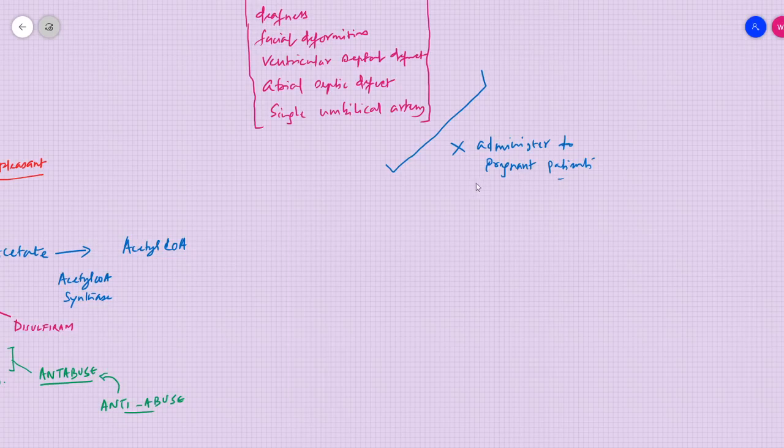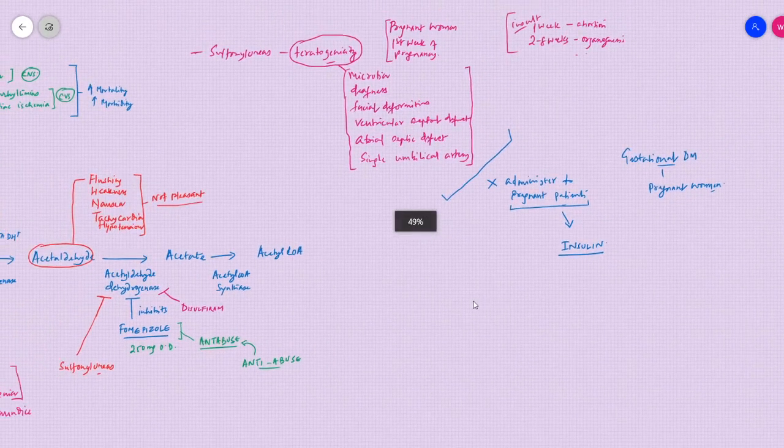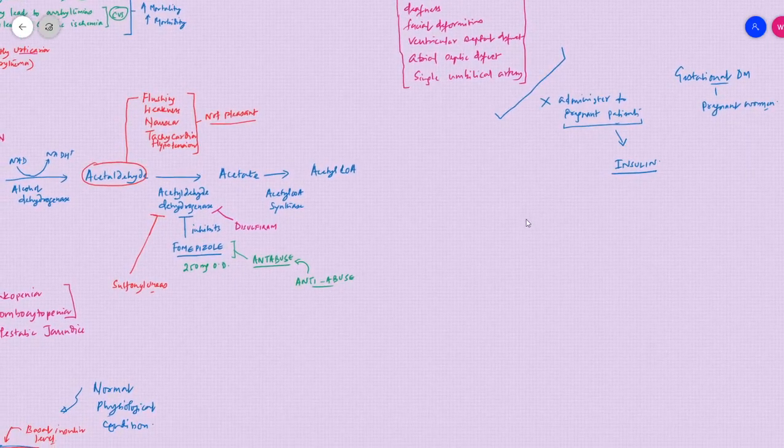So then what else can you give? If you see pregnancy, there is gestational diabetes mellitus, which is seen in pregnant women. But to reduce their blood sugar, we cannot give sulfonylurea. So what can we give? What can be administered is insulin. So insulin is the drug of choice for gestational diabetes mellitus. So as far as possible, oral drugs should not be administered.